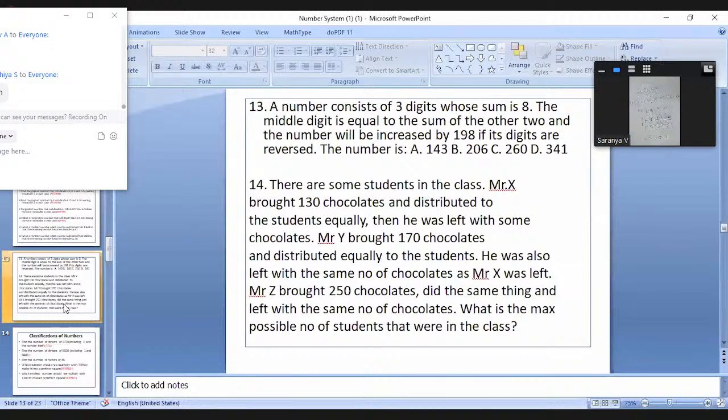He was also left with the same number of chocolates. Last one, Mr. Z brought 250 chocolates and did the same thing and was left with the same number of chocolates. So, how can we solve this problem? What is the maximum number of students in that class? You have to find the number of students in that class.